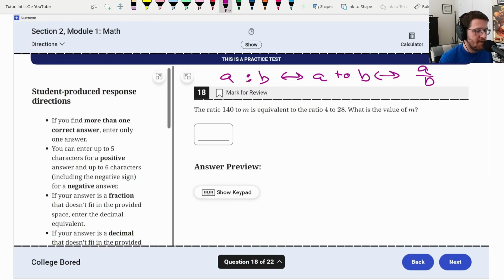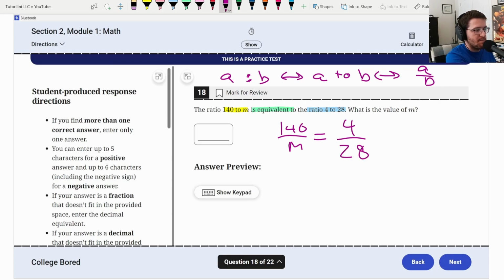Okay, question 18. So when we talk about ratios, A to B, A colon B, and A over B are all the same. Since we're most comfortable with fractions, I tend to use fractions. So that's what I'm going to do. So 140 to m, okay, so that's 140 over m is equivalent to, so that's an equals, the ratio 4 to 28. So that's 4 over 28.